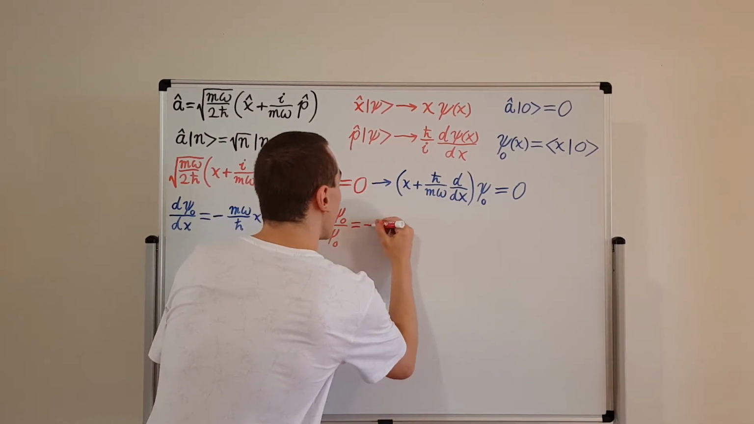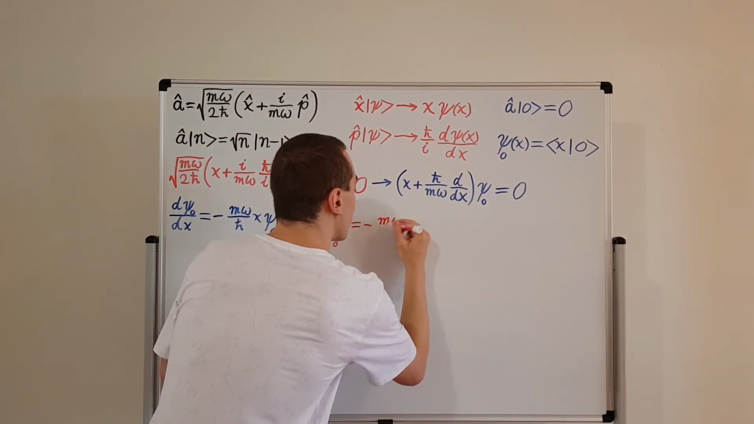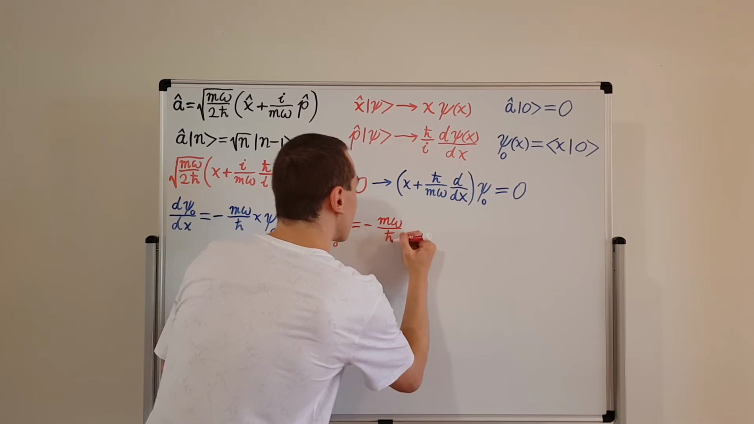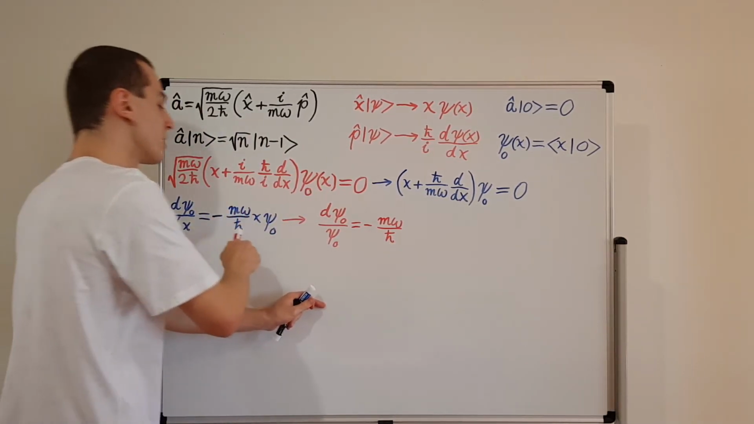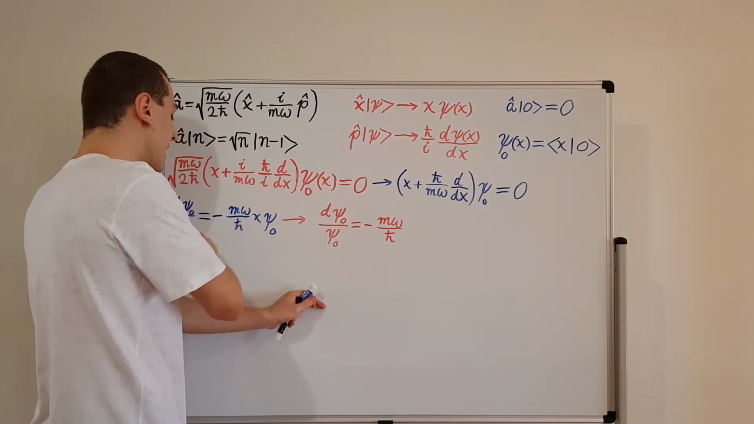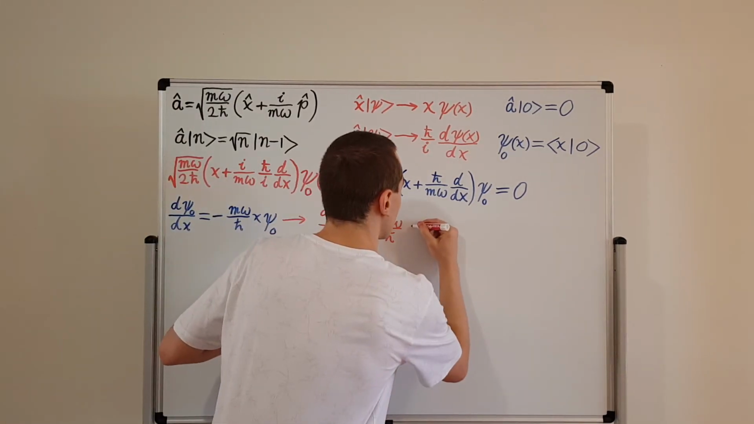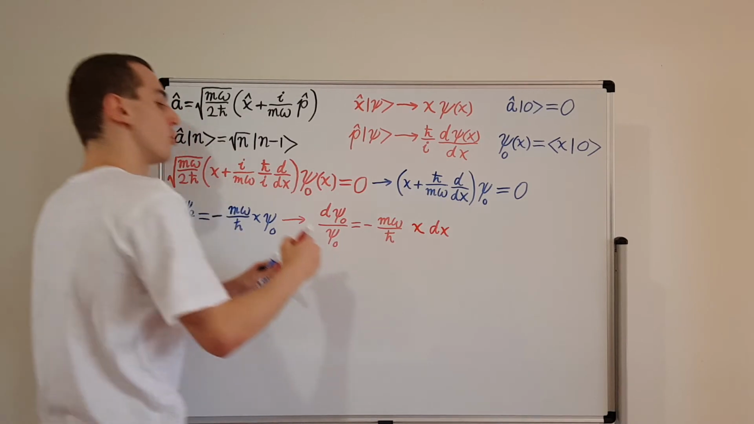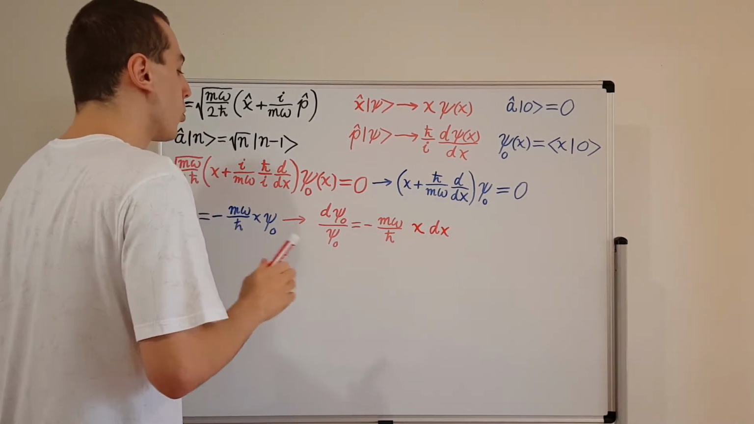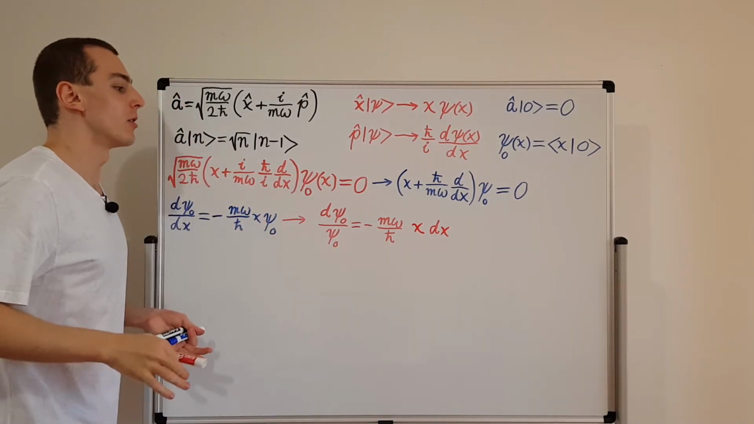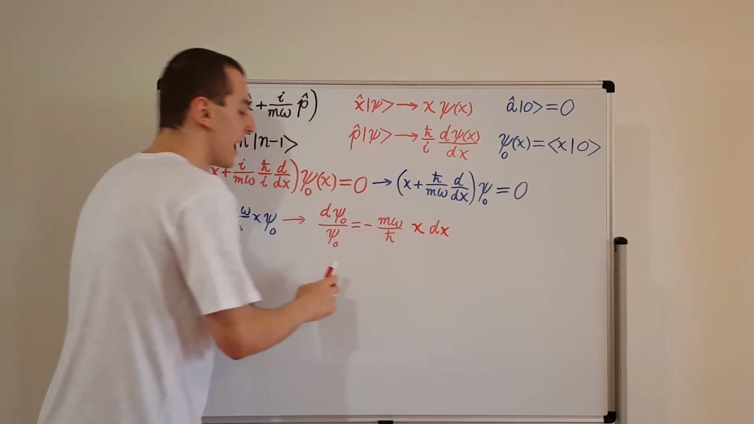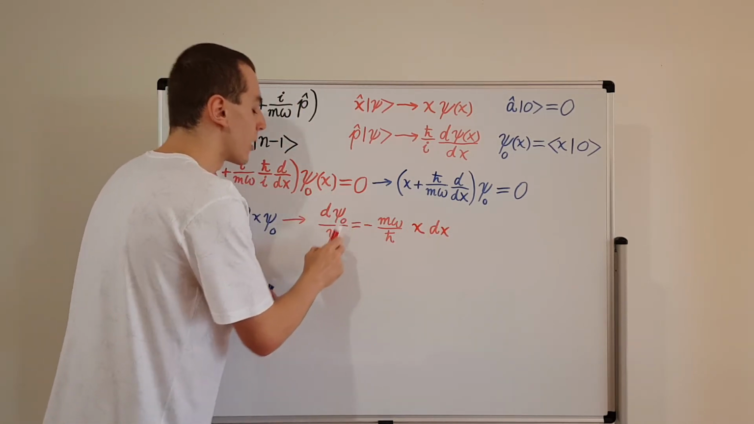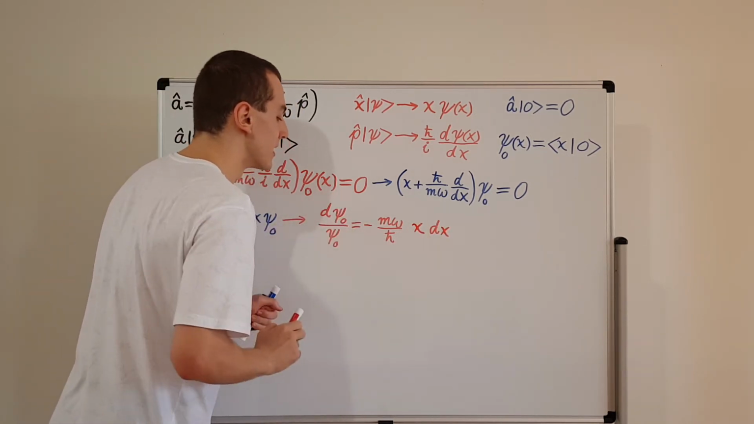That's going to give me minus m omega over h bar. So that's this coefficient out the front. And we're still going to have this x, and then we're going to have dx. So we have x dx. So what is that going to turn into? Well, we can integrate both sides of the equation now. This side only depends on x, and this side only depends on the ground state wave function psi sub 0.